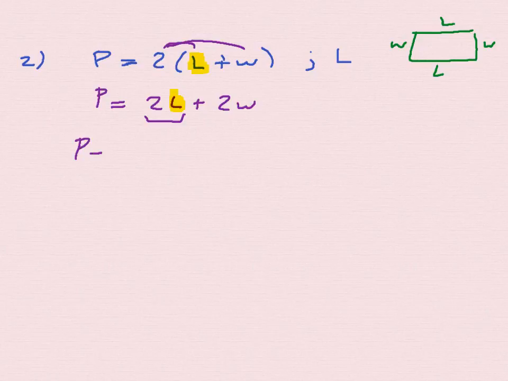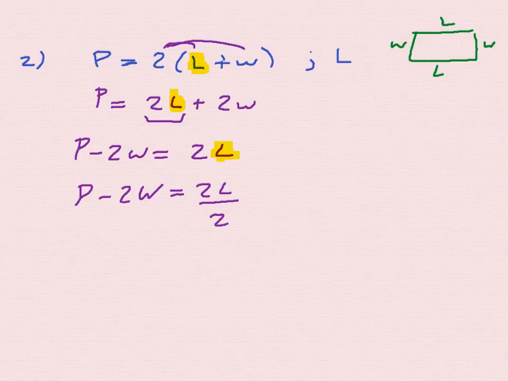So if I took P minus 2W, I would get just a 2L on the right-hand side because the 2W on the right would cancel. Now I'm not quite done because my question requires me to solve for the length, not just two lengths. So now I'm going to rewrite this equation, and I'm going to solve for the lengths by dividing by 2. If I divide that side by 2, I have to divide this side by 2. And that keeps everything even.